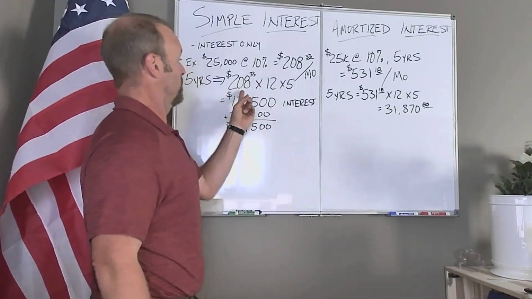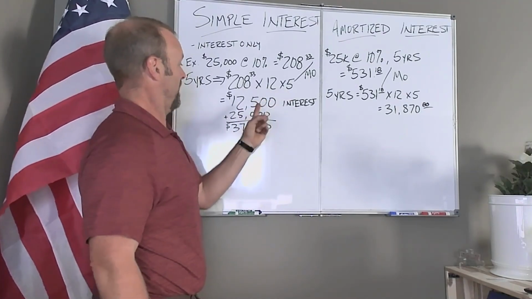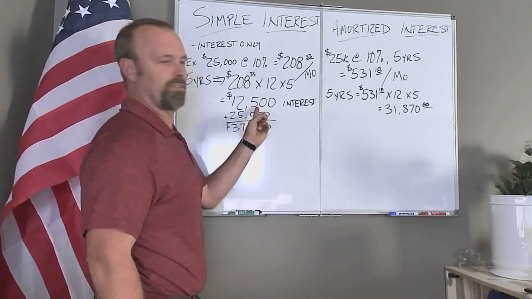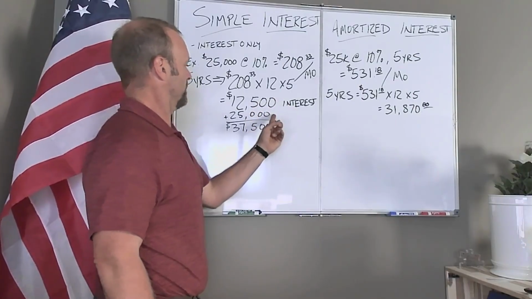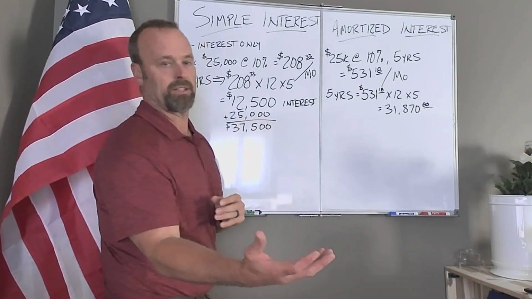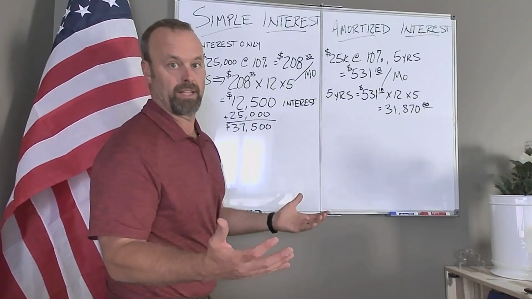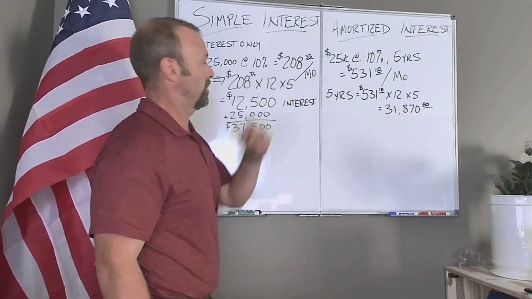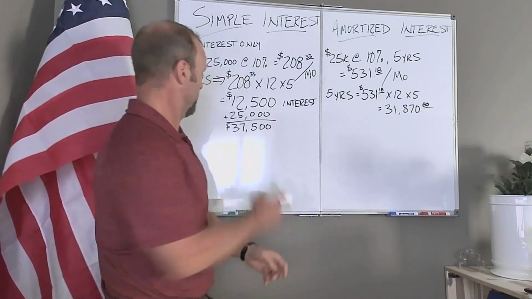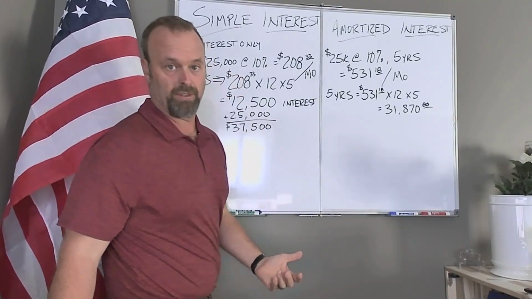Either way, $208.33 times 12 months per year, times 5 years, is a couple cents shy of $12,500, just rounding. So $12,500 in interest plus your initial $25,000. Say you gave someone $25,000 and they were going to give you 10% simple interest on a 5-year term. They'll pay you $208.33 every month, and at the end of 5 years, they also give you your $25,000 back. So your $25,000 would have turned into $37,500.